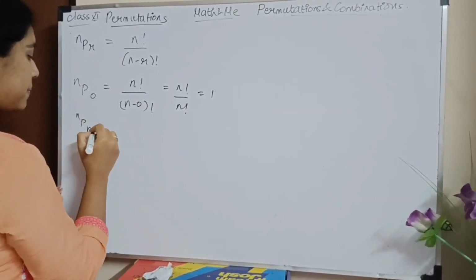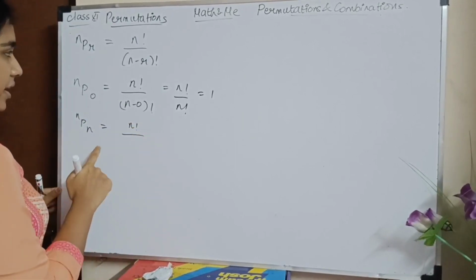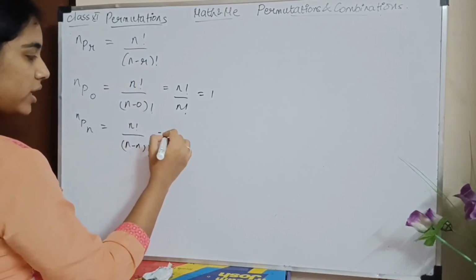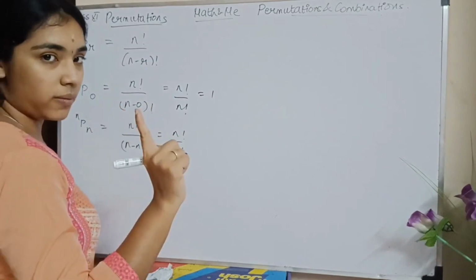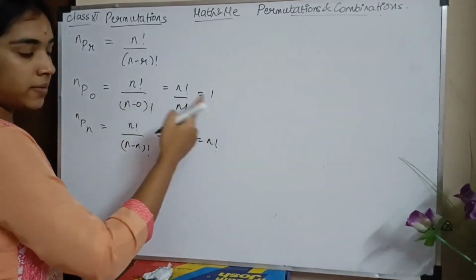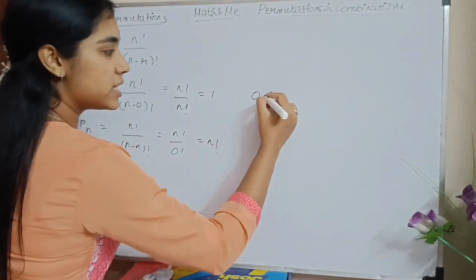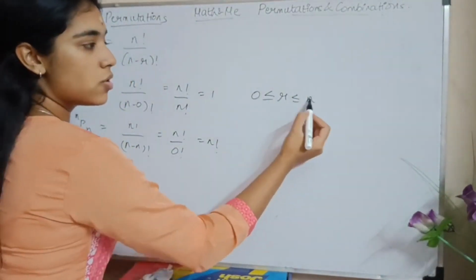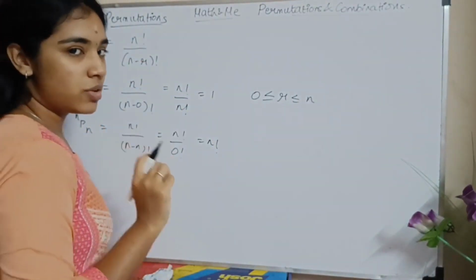Then you have nPn. So if the value of r is n, again you will have n factorial divided by (n minus n) factorial, which will be n factorial divided by 0 factorial. The value of 0 factorial is 1. So I have n factorial. So you have to remember nP0 is 1, nPn is n factorial. And you also have to remember that 0 is less than or equal to r, which is less than or equal to n. The value of r has to be between 0 and n. r cannot be greater than n. Okay, these are the things you need to remember.